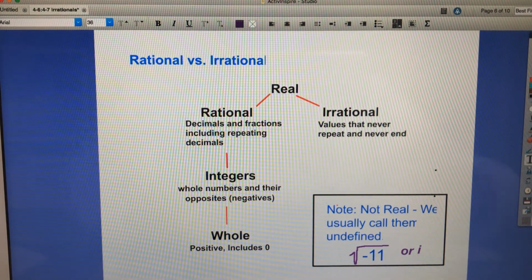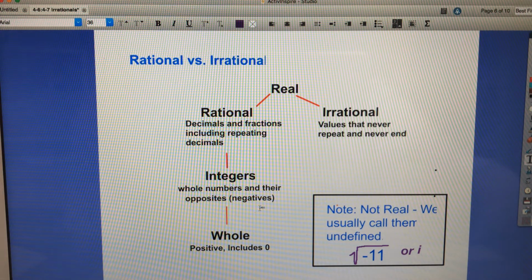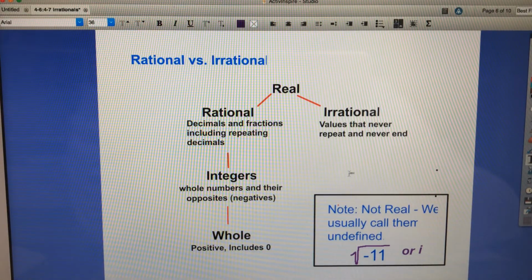Rational versus irrational numbers. We all started kindergarten and first grade with whole numbers, positive, 0, 1, 2, 3, 4. We learned how to count on our fingers. We learned how to count everything. 0 is a whole number. We moved on to integers. This is where we were introduced to negatives. We started a number line and we had 0 in the middle and positive numbers to the right, negative numbers to the left.